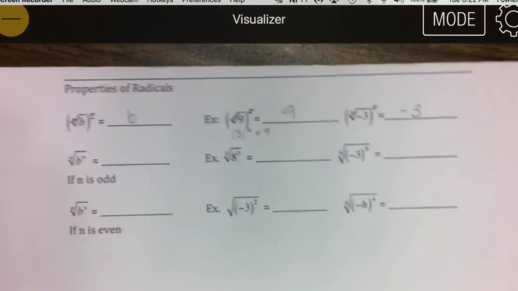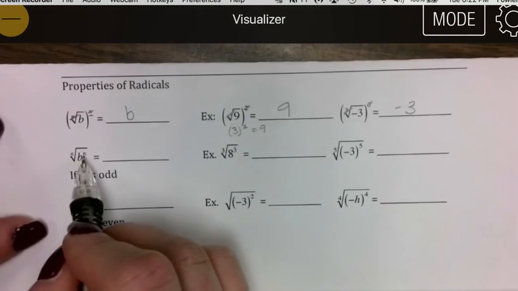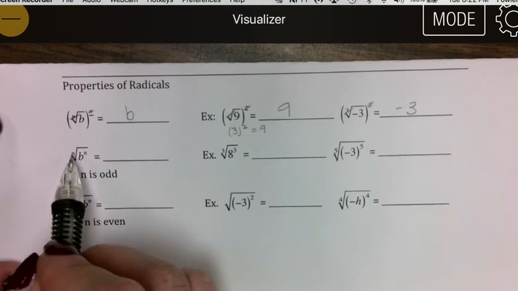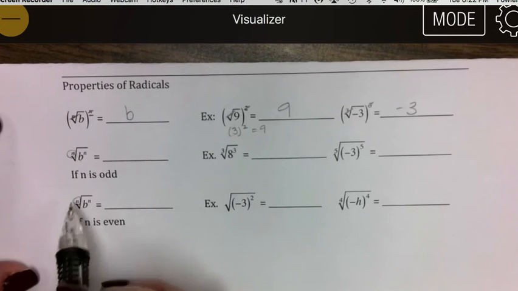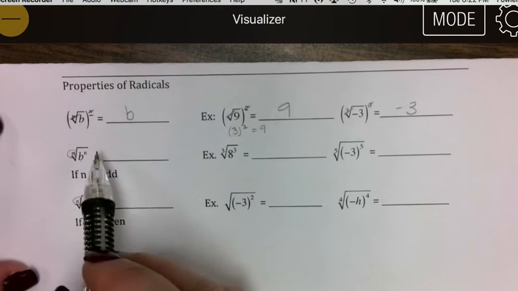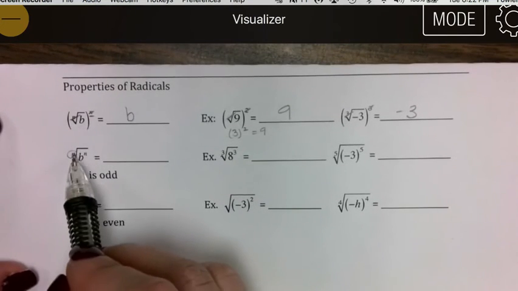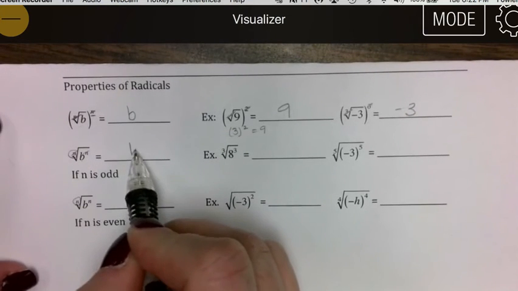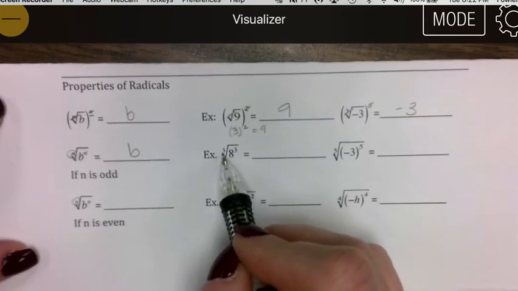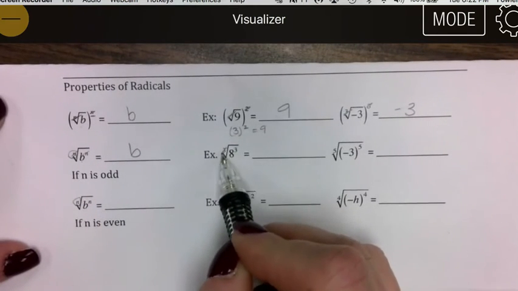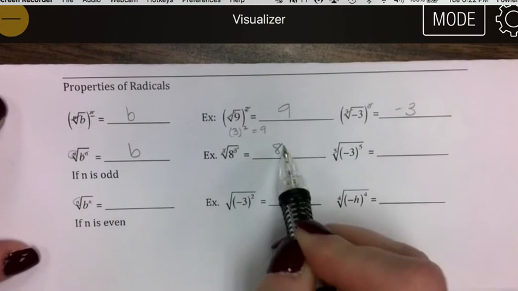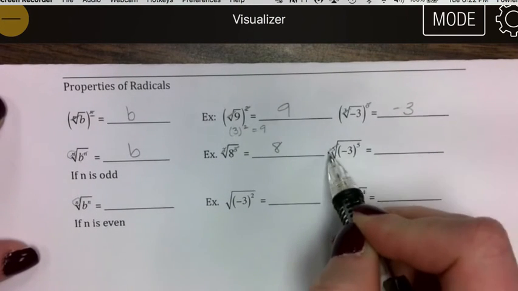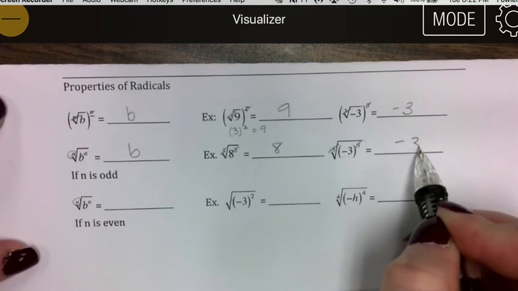It's when you have your exponent on the inside of your radical where it all depends on if your index is odd or even. If it's odd, then it follows this same rule, that these basically cancel each other out. So this would just give us b. Here, the cubed root of 8 cubed is just going to give us 8. The fifth root of negative 3 to the fifth is just going to give us negative 3.